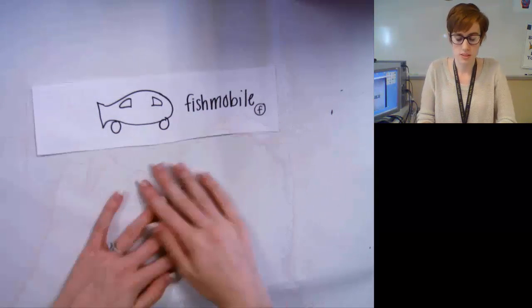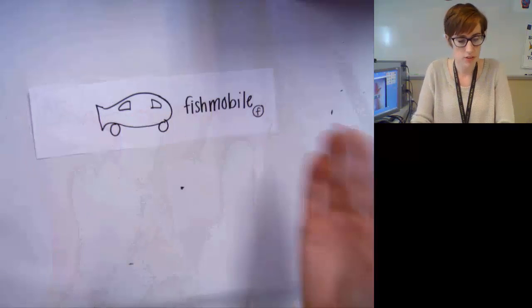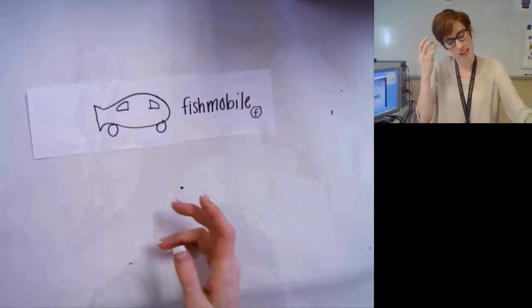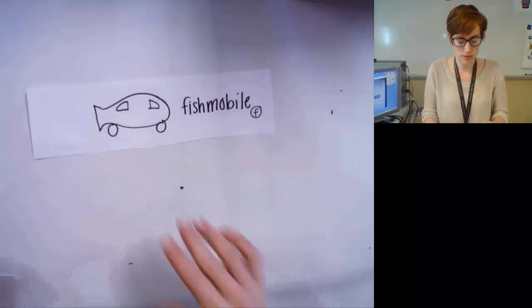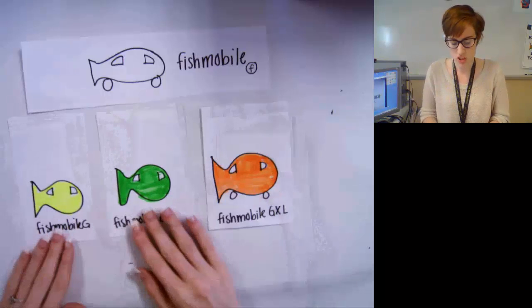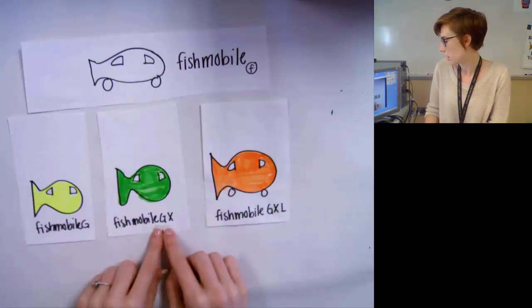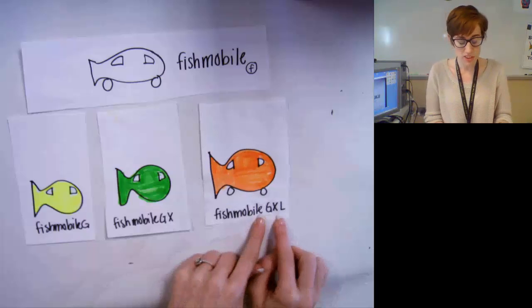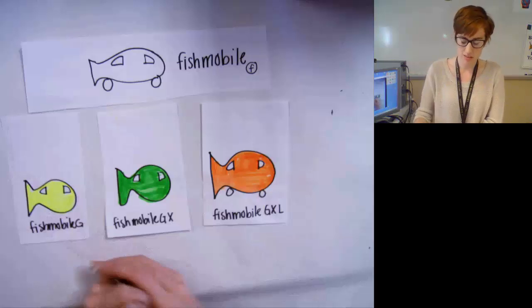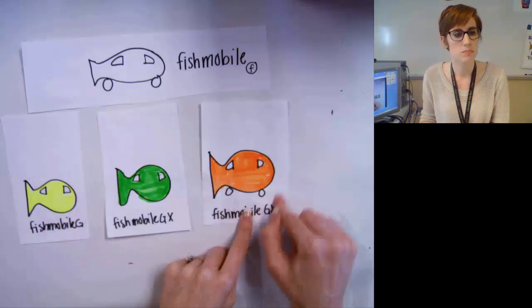Let's say we have this particular make of cars called a Fishmobile, and it just came out. It's brand new. Everybody wants it. And there's 3 different versions of the Fishmobile. There's the Fishmobile G, the Fishmobile GX, and the Fishmobile GXL. The Fishmobile G doesn't have a lot of the same fancy features like the GXL has. The GXL has some features like, I don't know, heated butt seats.